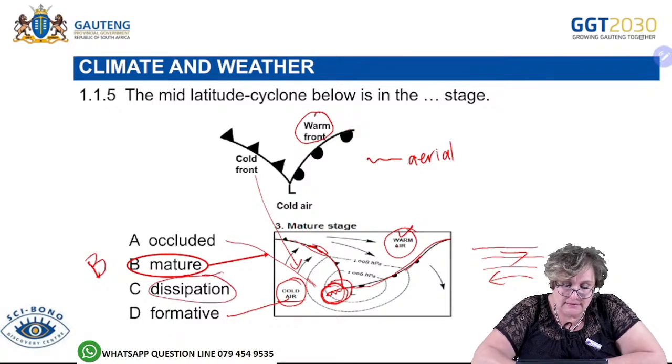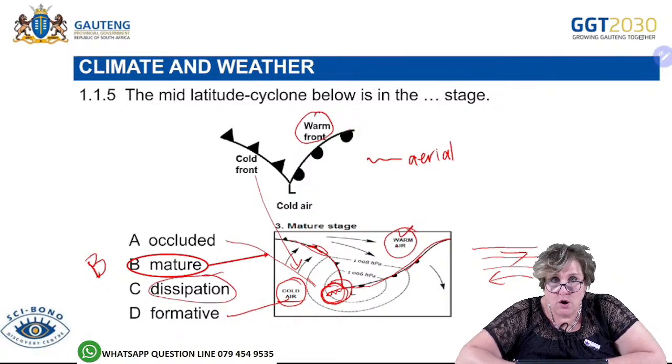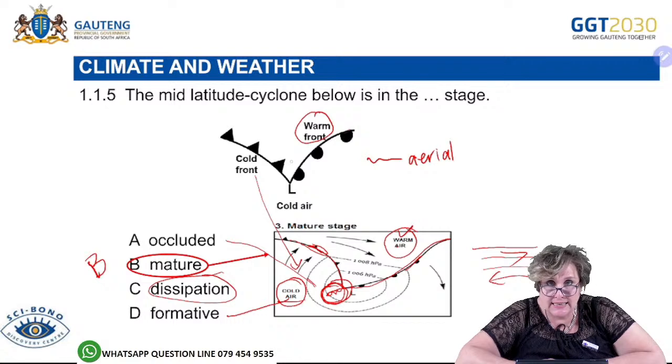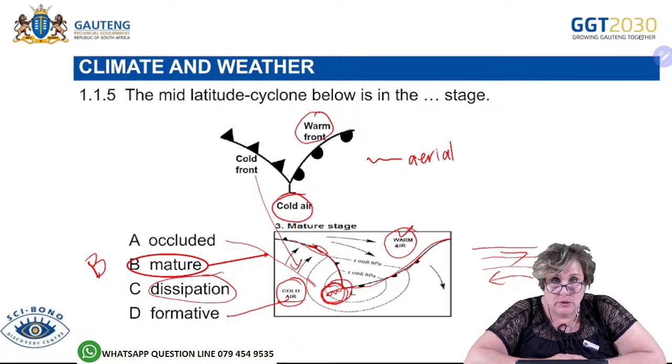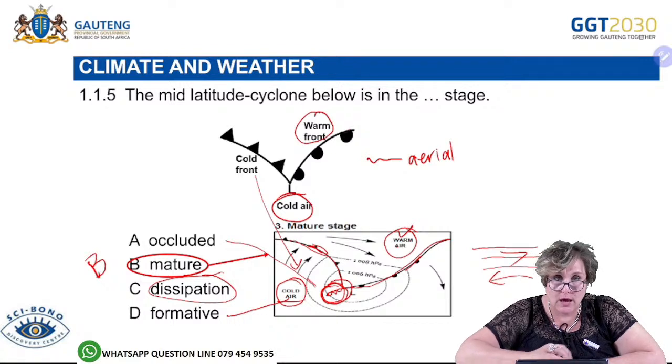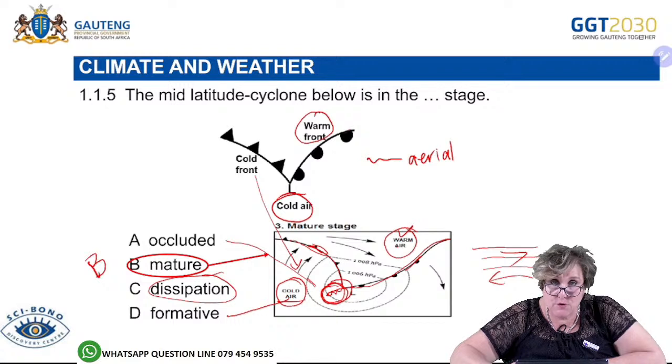The dissipating stage comes after the occlusion stage. But because we have a clearly indicated cold front and warm front, which show cold air, look here, here's the cold air I'm talking about, then we know it is the mature stage. I believe that all of you have this one correct. If you know your work, you will know this.